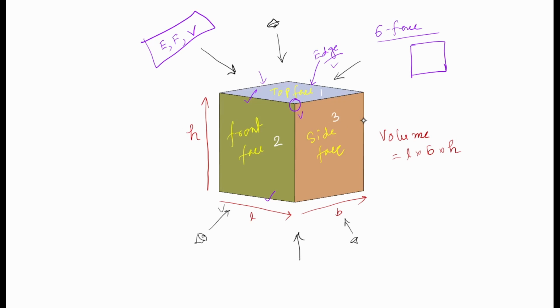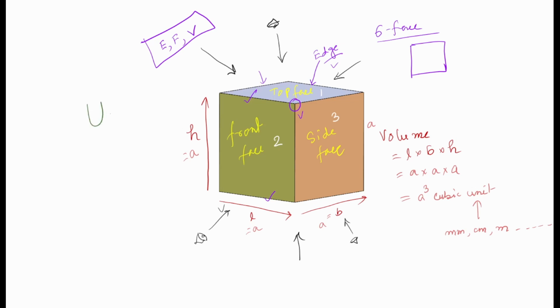Its edges are of equal length. Suppose this length is A. Therefore, B is equal to A, L is also equal to A, and H is also equal to A. So the volume is equal to L multiplied by B multiplied by H. So all are equal to A, and the volume becomes A cube cubic unit. And this unit may be millimeter, it may be centimeter, it may be meter, it may be kilometer, and so on. And accordingly, it will be called cubic centimeter, cubic millimeter, cubic meter, etc.